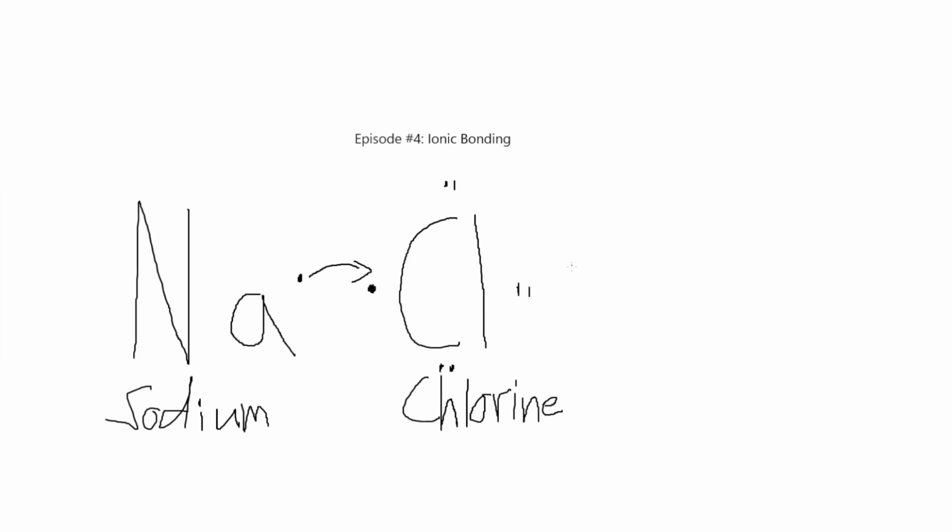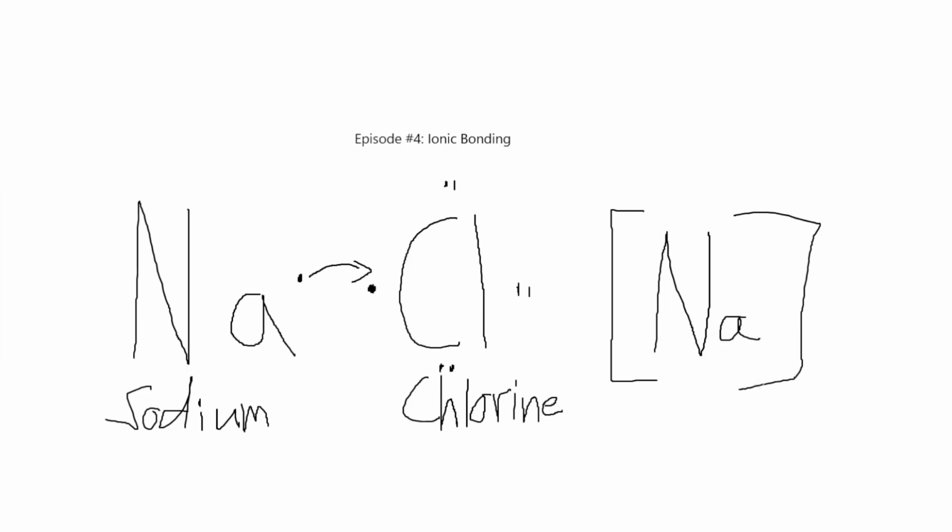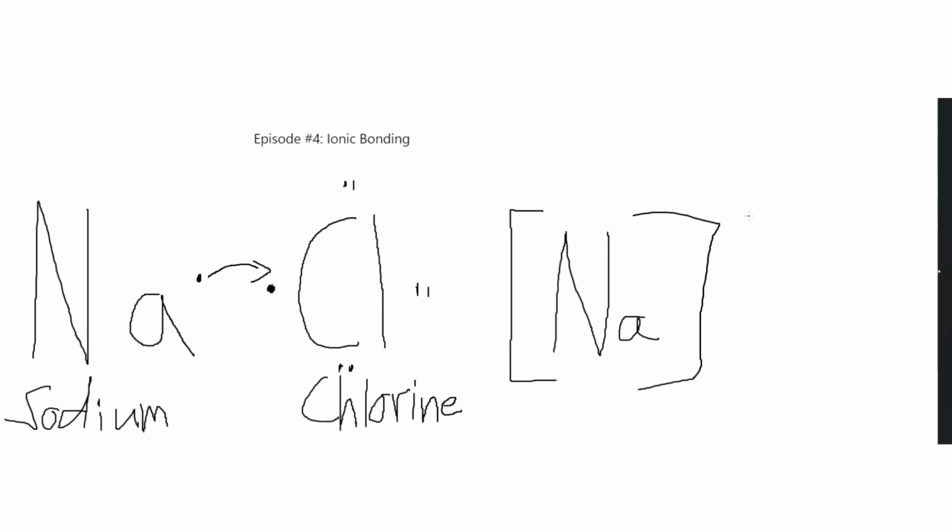And now, how we would represent this type of chemical reaction, or more, this chemical bond, we would draw Na, and then we would draw chlorine. Now, chlorine now has a full shell of valence electrons, right? Because sodium gave it one. So we draw valence electrons on each side.